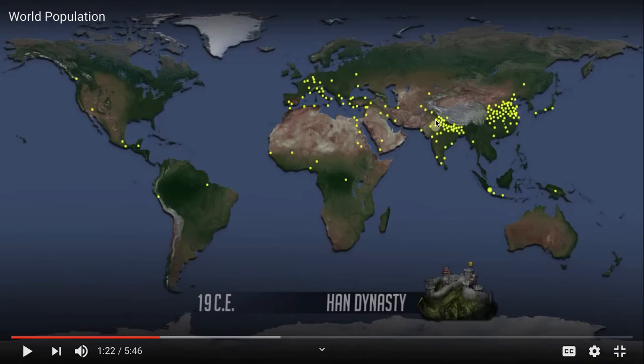Like India's always kind of been a population density center. Same with China. There's a couple million throughout Europe, a couple throughout the African continent. Like here's the Nile. And then the Americas. Okay, so let's look at what happens. We're going to kind of skip through.